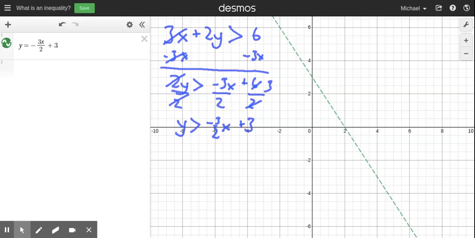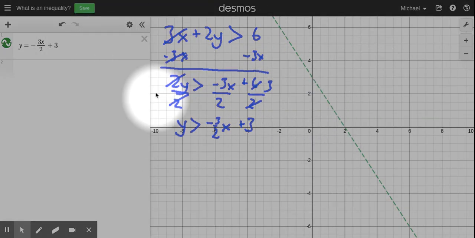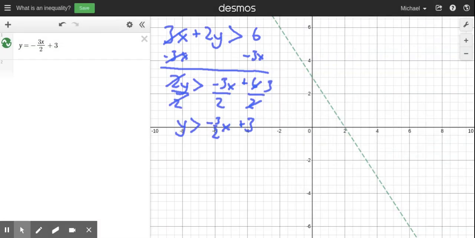We've got two choices, really. We can shade on this side here, or we can shade on this side here. Do we just pick it randomly? Well, no, obviously not. There's a method to how we do it. We pick a test point. A test point could be any point on either side that's not on the line itself. You can't pick a point that's on the line, but you can pick any point on either side.